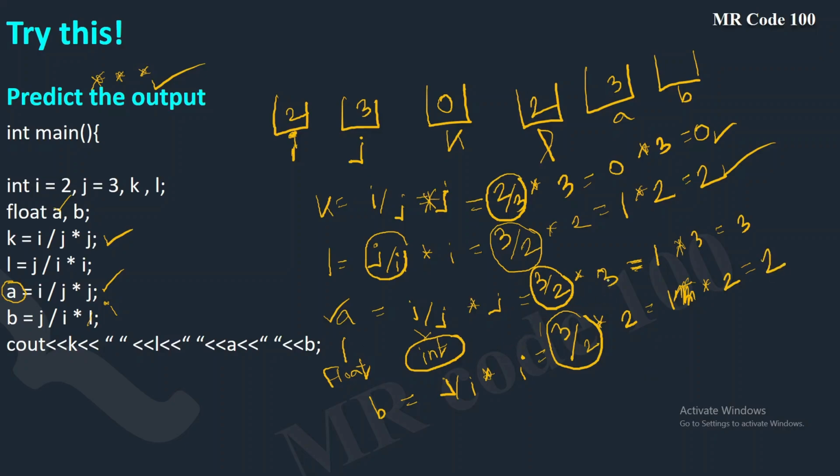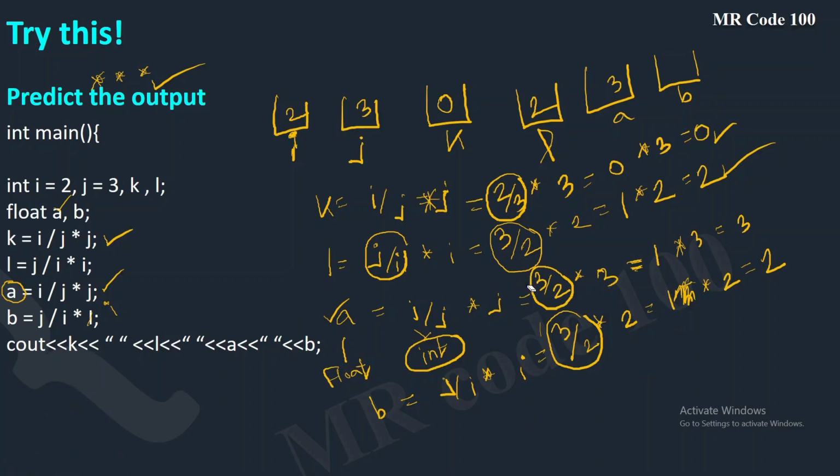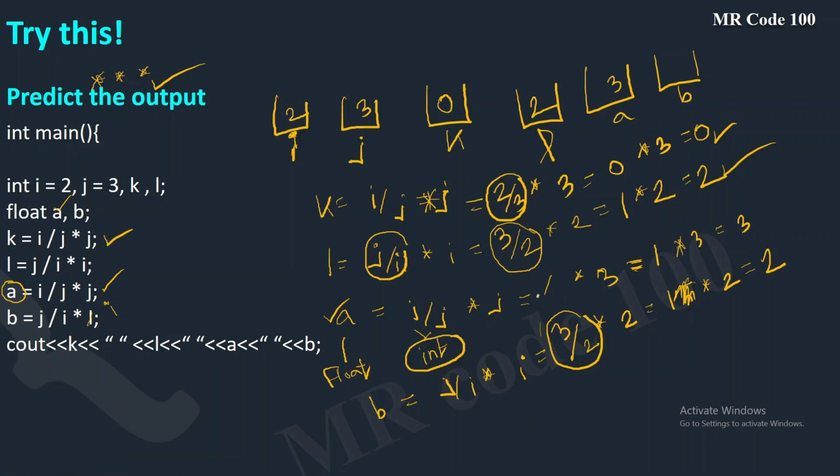I think I have done something wrong in the value of A. I do apologize for it. Let me check this. Actually, here it should be 2 by 3, not 3 by 2. I forgot. Somehow I also make mistakes. No worries, we all do.